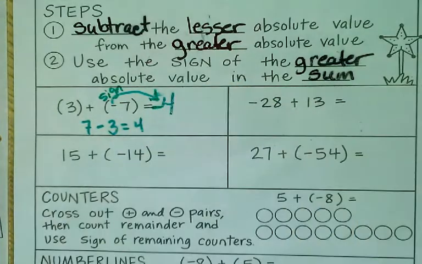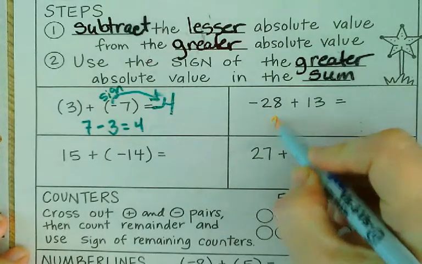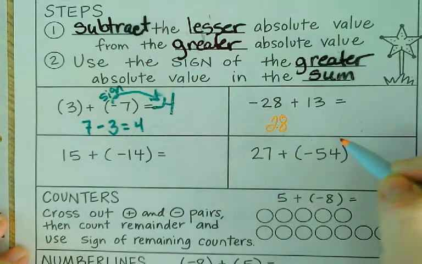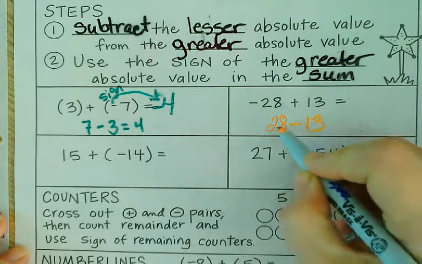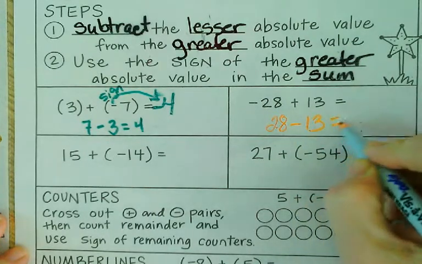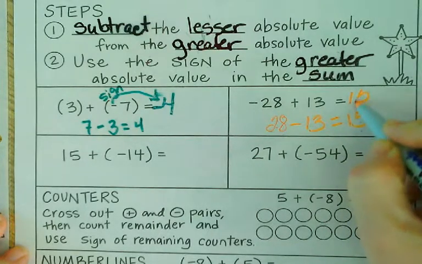It says -28 plus 13. So the absolute value of -28 is 28. And the absolute value of 13 is 13. So we're going to subtract 28 minus 13. And that's going to give us 15. And then we take the sign. This becomes -15.